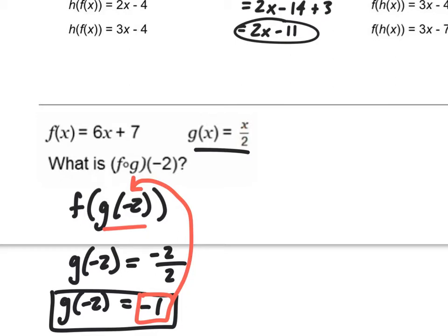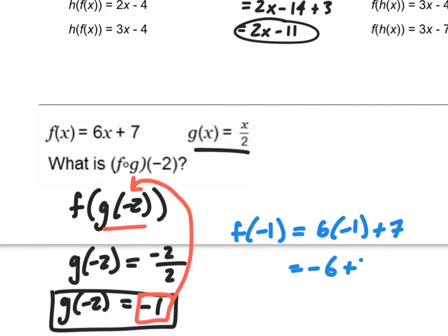So then the next step is for me to go, okay, well, what's f of negative 1? Let's look at that function, which is 6x plus 7. So you get 6 times negative 1 plus 7, which gives you negative 6 plus 7, which gives you, what is that, positive 1? And that's your answer, okay? And that's what we're looking for.